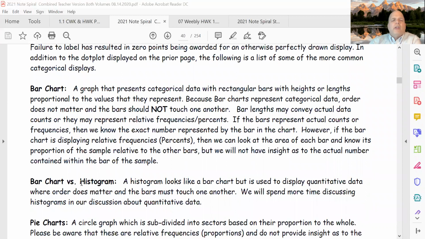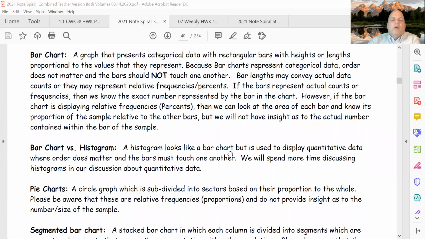The bar chart versus a histogram. First off, histograms and bar charts look alike, but histograms display quantitative data. Bar charts do not. Because histograms are quantitative and order matters, the bars can touch. Once again, for a bar chart, they should not touch because that's qualitative data. Pie charts can be used for both quantitative and categorical data, because they report relative frequencies, and once again, they do not show order.